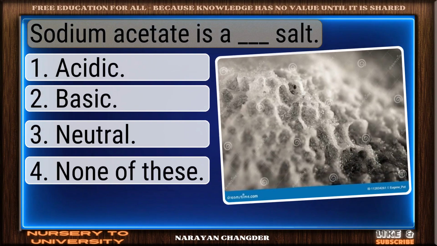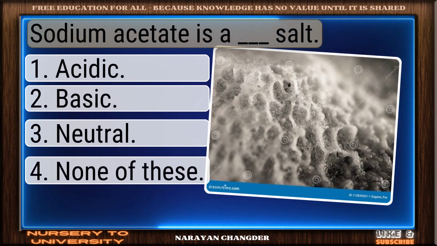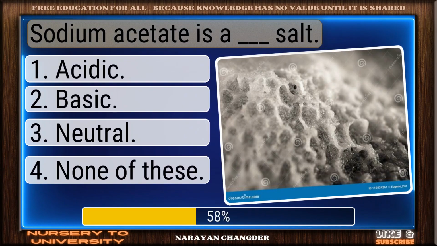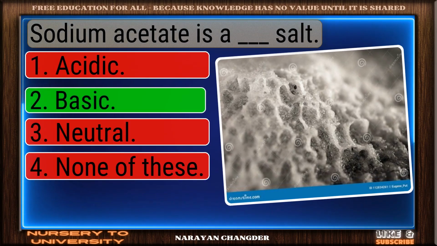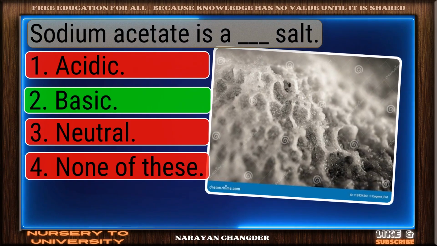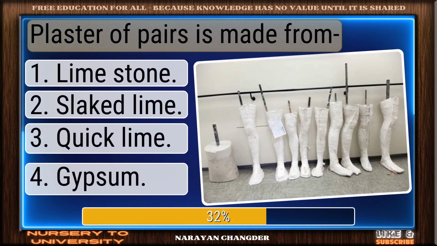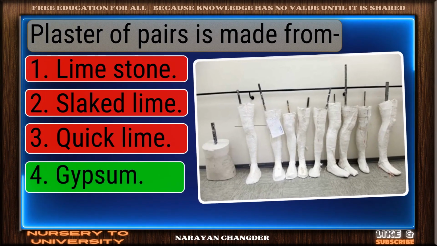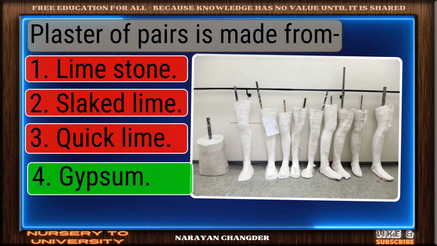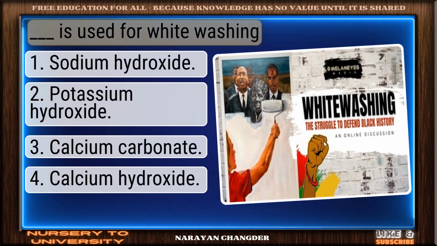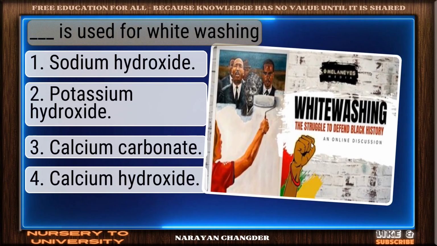Question number 146. Sodium acetate is a dash salt. On track. Basic is the correct answer. Question number 147. Plaster of Paris is made from. You got it. Your choice gypsum is right. Question number 148. Dash is used for whitewashing.